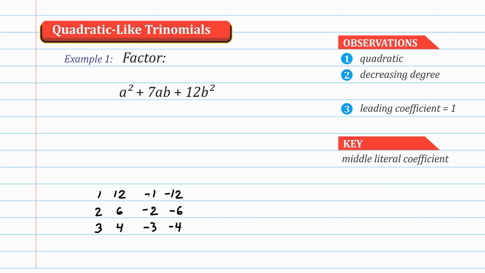2 plus 6 is 8. No. Negative 2 minus 6 is negative 8, which is not equal to 7. Hindi pa rin. Now, 3 plus 4 is equal to 7. Therefore, these are the factor pairs we need. So, normally, kapag walang variable b, ito na dapat ang sagot. We have a plus 3 times a plus 4.